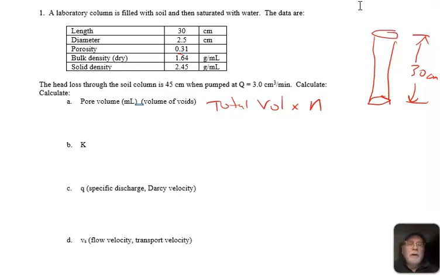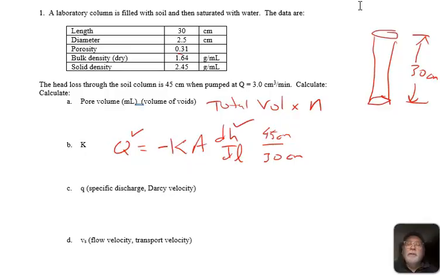Hydraulic conductivity, again, this is a Darcy's Law problem, so Q equals K A change in head with length, and we'll probably put a minus there because the gradient is negative. So we have the flow, 3 cubic centimeters per minute, 3 milliliters per minute. We have the head loss, 45 centimeters in a 30 centimeter column. So you have the hydraulic gradient. We have the area, the cross-sectional area, so pi over 4 times diameter squared. So the only unknown there is the hydraulic conductivity.